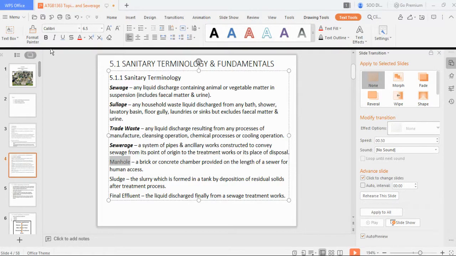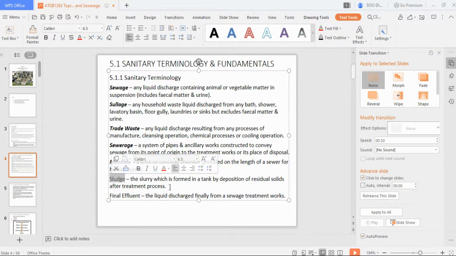Then you have your manhole. I believe everyone is very familiar with it in Malaysia. If you see on the road, sometimes our manhole is lower than our road level, or sometimes the manhole is higher than our road level, which I always find is inconvenient. You always find the manhole is located quite in the middle of our road.